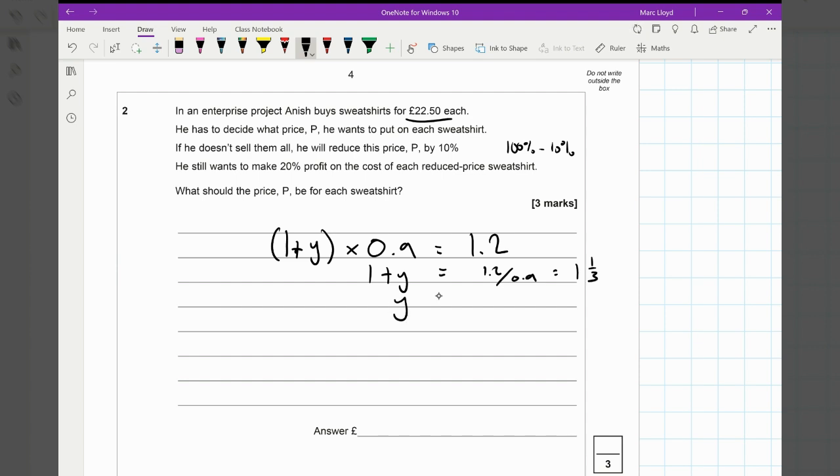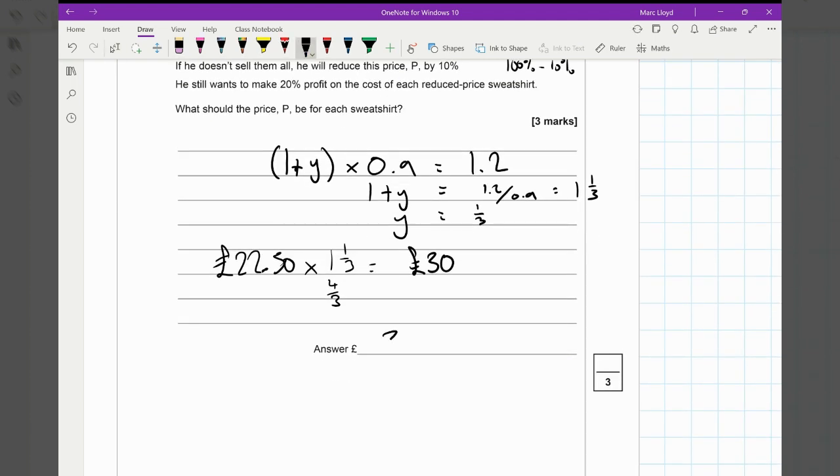We then take away that 1, and that gives me 1/3. So that markup is 1/3 on the value that he's bought them for. So finally, 22.5 times 1 1/3, or we can call that 4/3 because that's what it is as an improper fraction, should give me, and that number works out really nicely, £30. So he's going to sell those for £30.